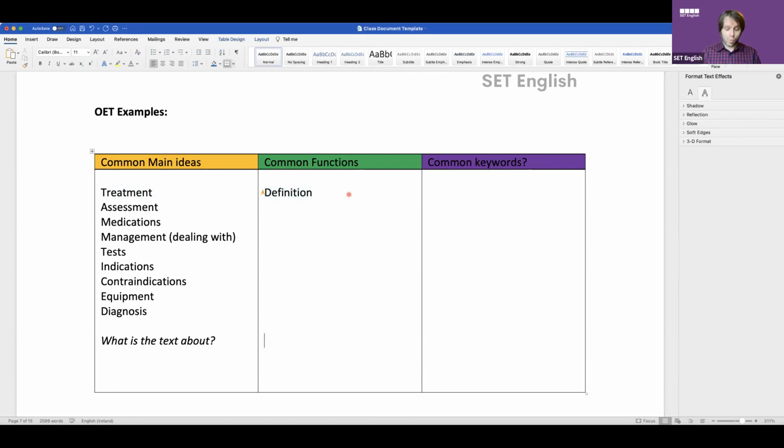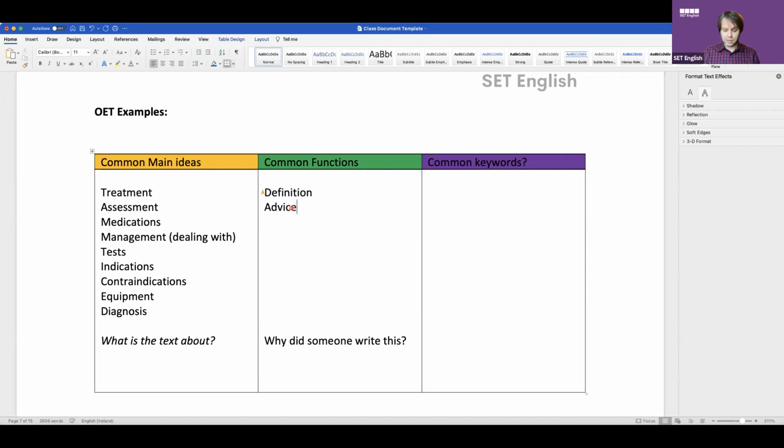The question is, why did someone write this? Does that make sense? So definition is for when I don't know what something is. Imagine an OET speaking task. Doctor, what is myocardial infarction? She's going to give me a definition now, isn't she? So this is what we're talking about with functions. Let me give you another example of a function.